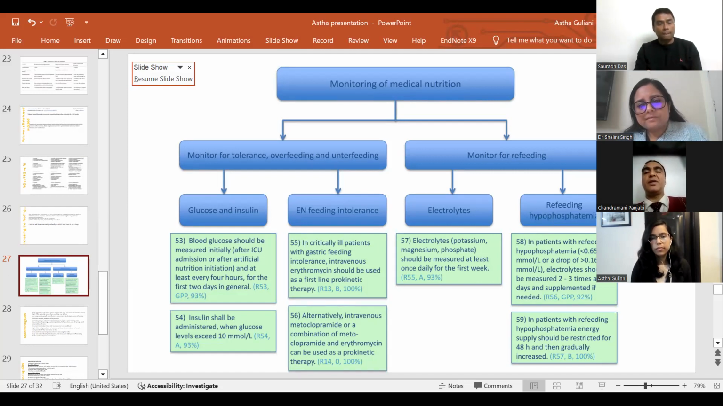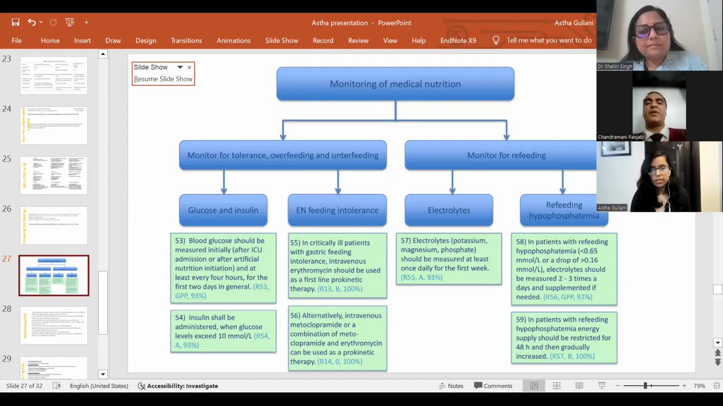Now regarding electrolytes, once a day is sufficient. But say for example, if the potassium today was 2.7, and I have done the correction over 5 hours intravenously, then I would like to recheck the potassium after 8 hours. That's what it is.